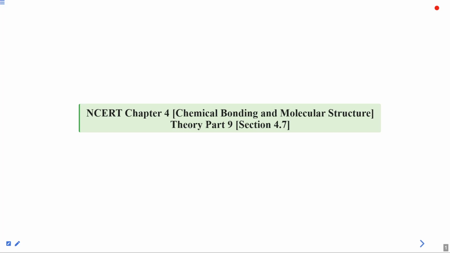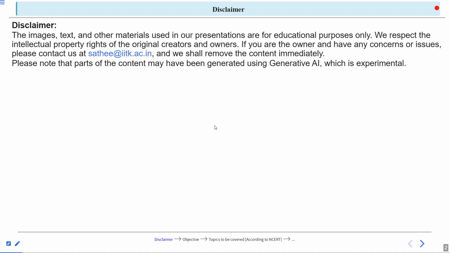So today we will do part 9 of the chapter Chemical Bonding and Molecular Structure, in which we will cover section 4.9. This is the disclaimer.